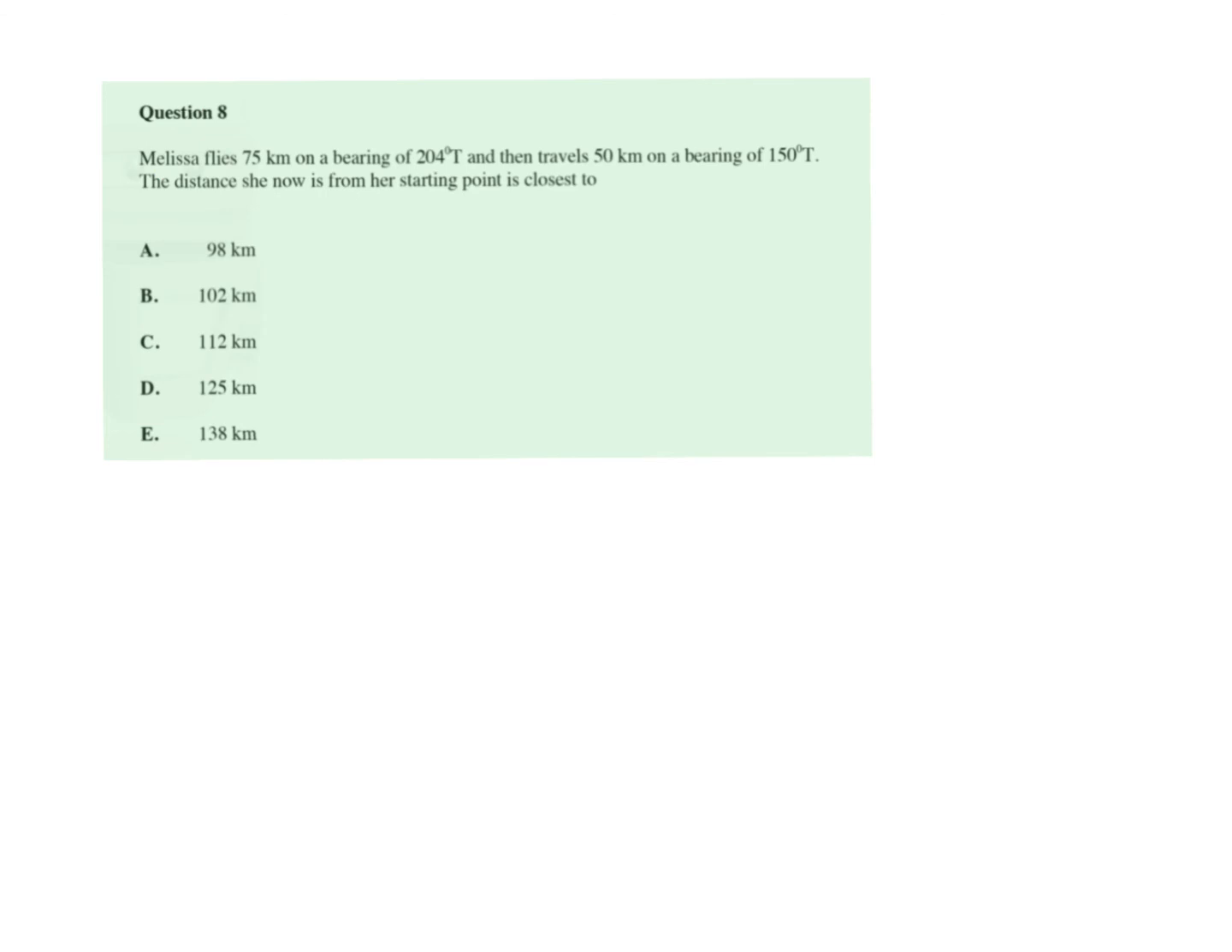Okay, Melissa flies 75 kilometers on a bearing of 204. So let's start her off. So this is the start. And I'm going to pop in my compass. And she flies 204. So that would be at here for 50 kilometers. So I've got that's 50 kilometers. And I'm going to pop in a compass bearing on where she is. So we saw that was 204. So really what we're saying from here around to here was 204.